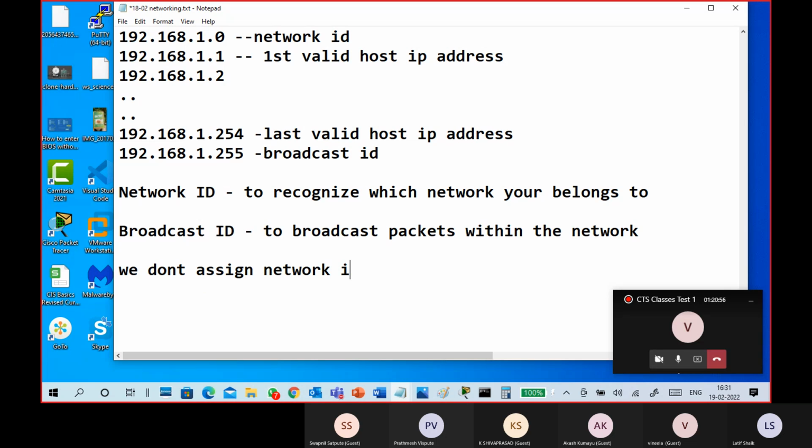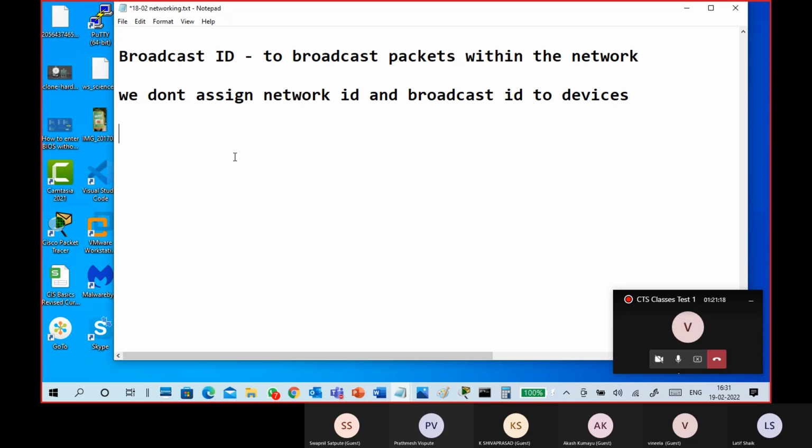For communication, meaning for assigning, we don't assign the network ID and broadcast ID to devices. That is why we are doing -2. That's it. The last two parts I will tell, then I will finish up.